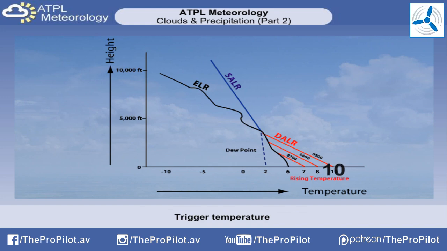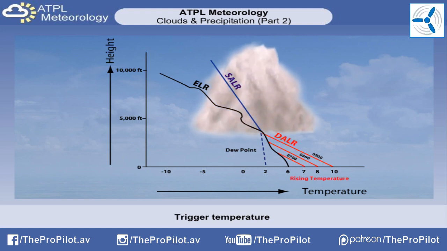At this point here, the surface temperature rose high enough to cause continued convection, which allowed the air to cool to dew point to create clouds. This critical temperature is called the trigger temperature for convective cloud. Below this temperature, the parcel of air reached the ELR before the dew point.